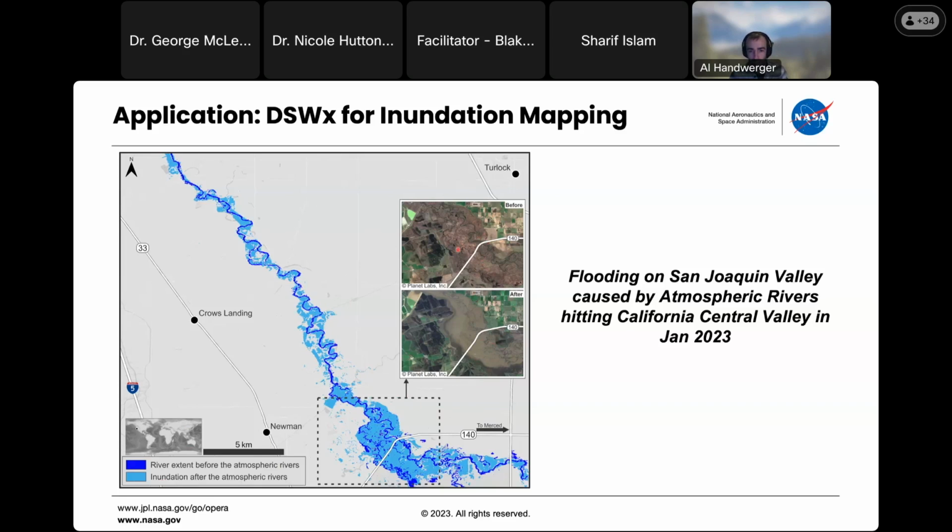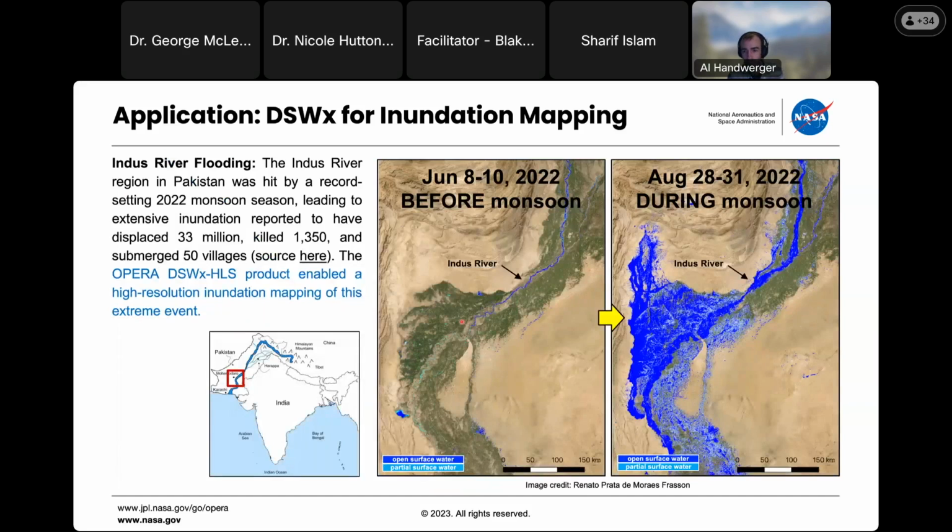And then tying into the previous talk, we sometimes use Planet Labs imagery, which is much higher resolution, as a way to check the quality of the data itself. And you can see there's very good agreement between the flooded area that you see in the OPERA product versus just the true color optical image of Planet.